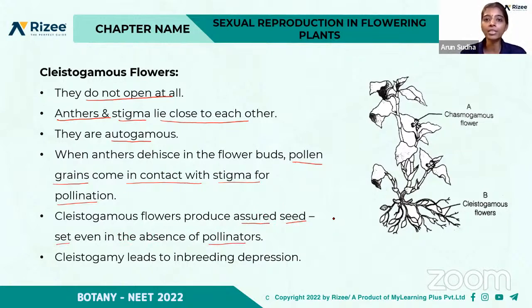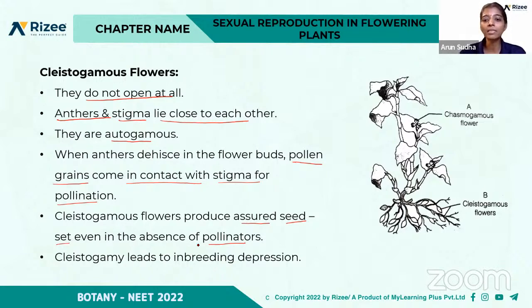So how is the pollination happening in cleistogamous plants? Here they are closed, right? Since the cleistogamous plants are always closed, there is no role of pollinators. So the pollination is always self-pollination, that is autogamy. And there is an assured seed set, because it is happening within the flower.